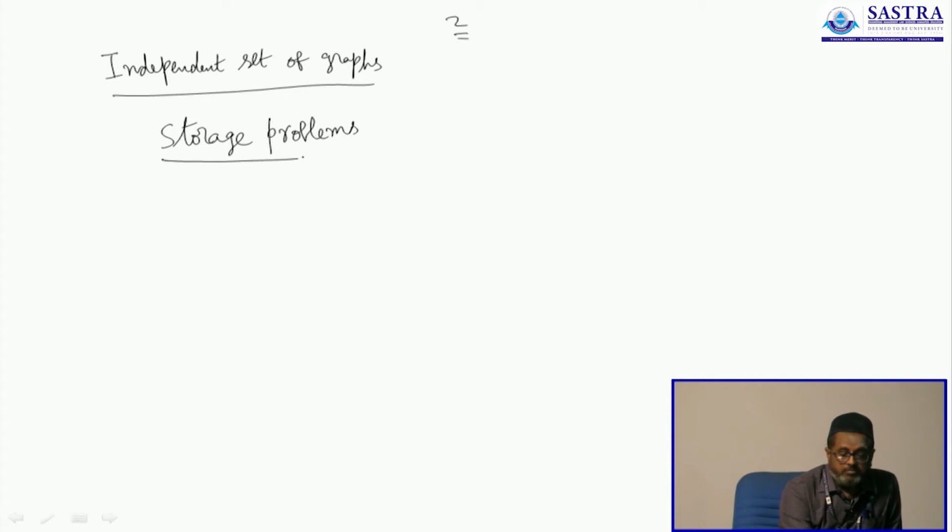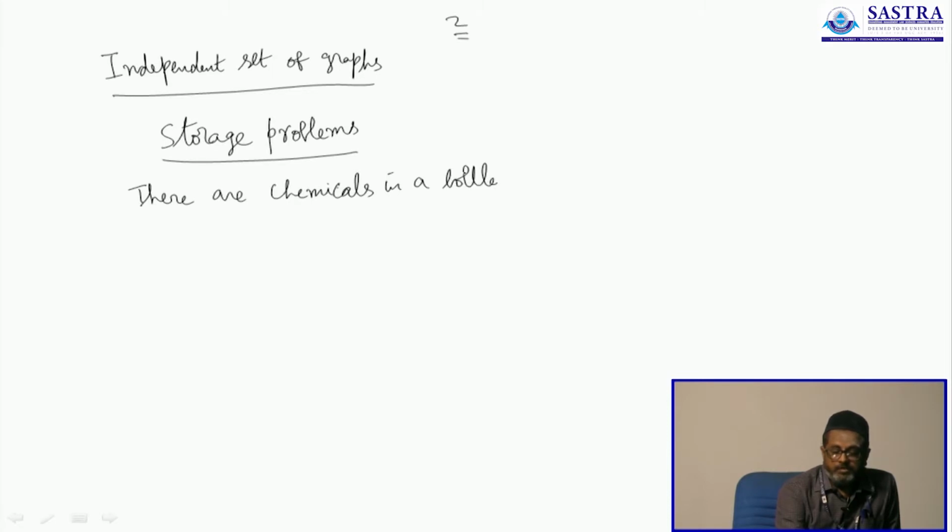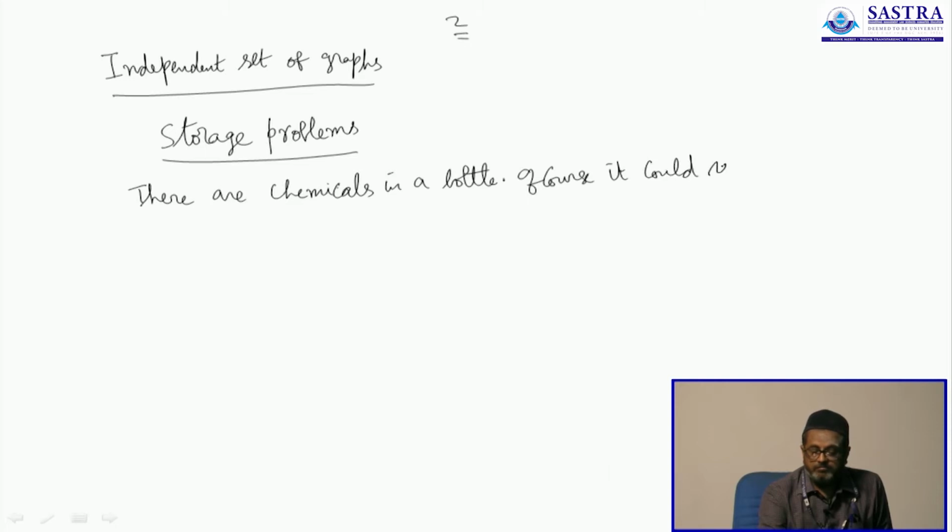The first problem where it is most commonly used is the storage problems. What is meant by a storage problem? There are chemicals in a bottle. Of course, it could react and create damage.